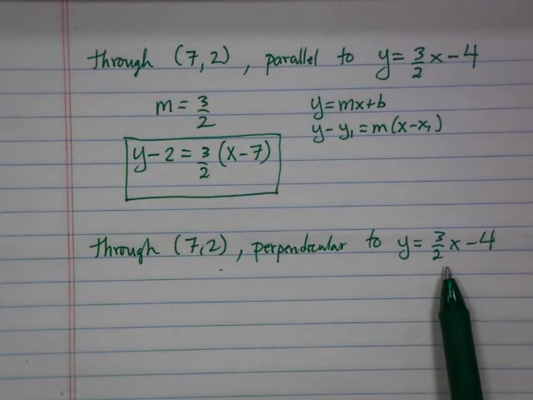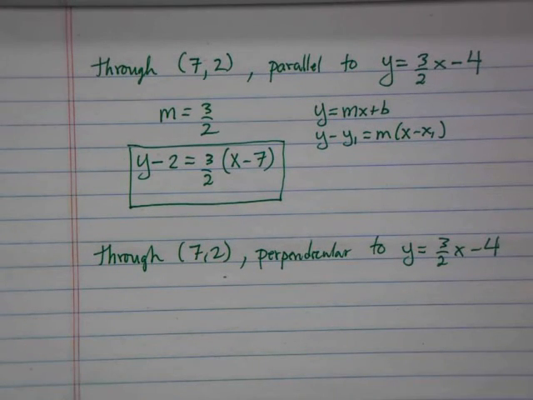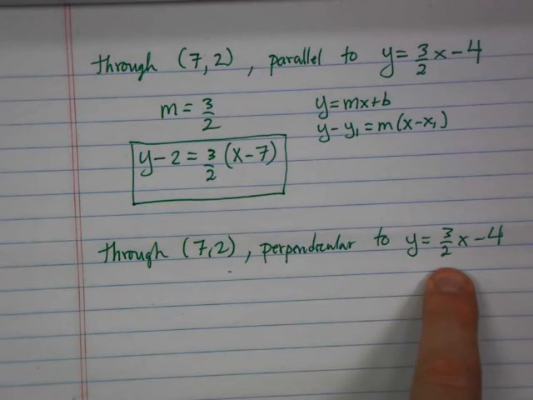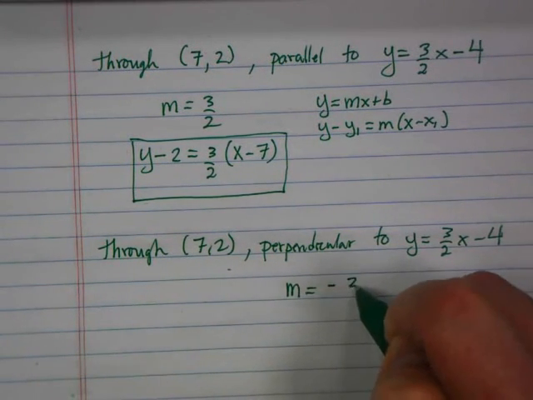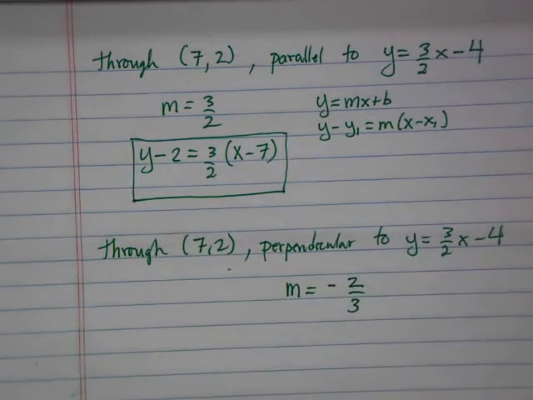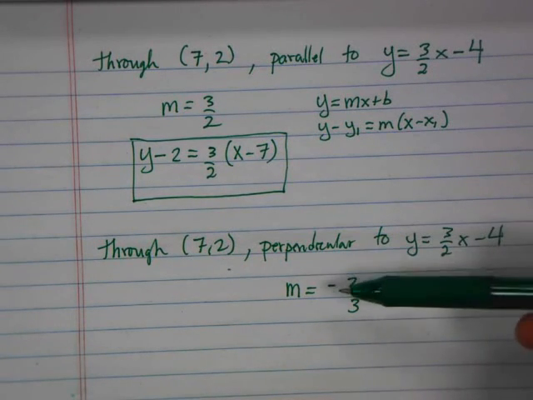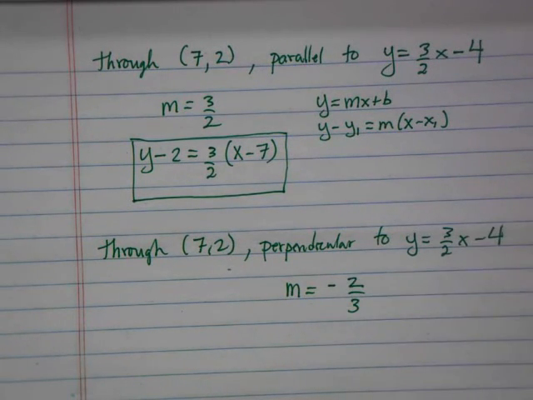And how do you find the slope of the perpendicular line? Flip it and change it. You flip it and change the sign. So if I ask for perpendicular, you have to do two things with the slope. This slope is 3/2, so the slope we want is -2/3. You flip it upside down, and you change the sign. If this one had started off negative, our new one would have a slope that is positive.